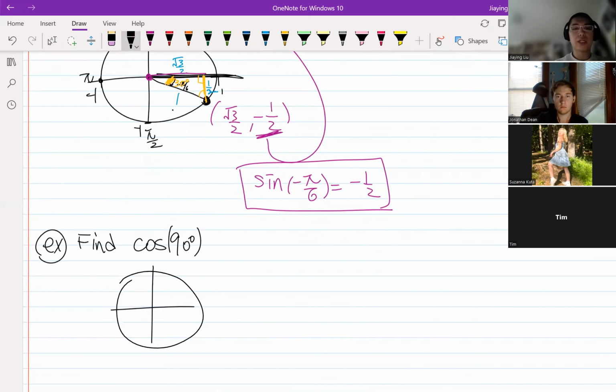So we're going to create a unit circle, and I'm just going to draw the angle 90 degrees. So I know starting here, 90 degrees is right here. There's no fancy thing going on. So that's the point on the unit circle corresponding to 90 degrees.